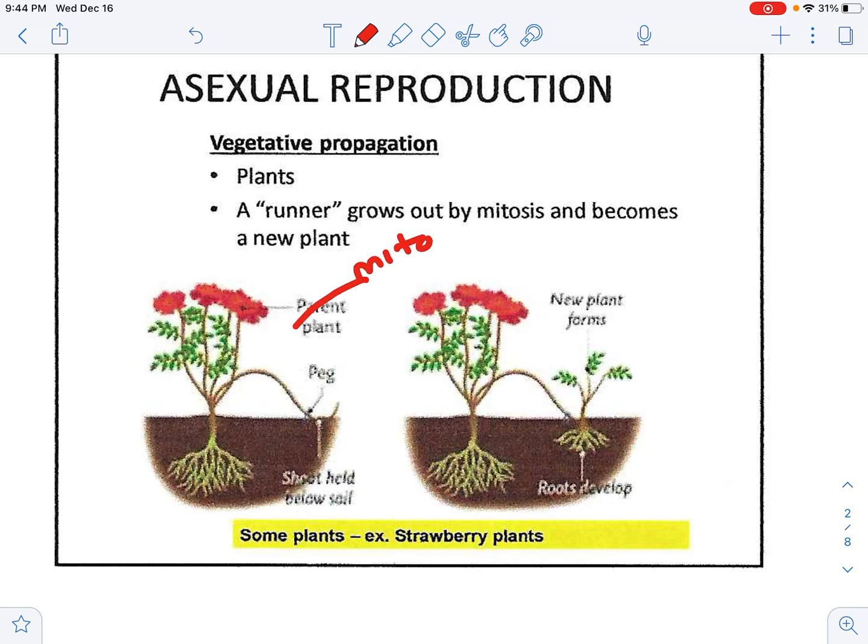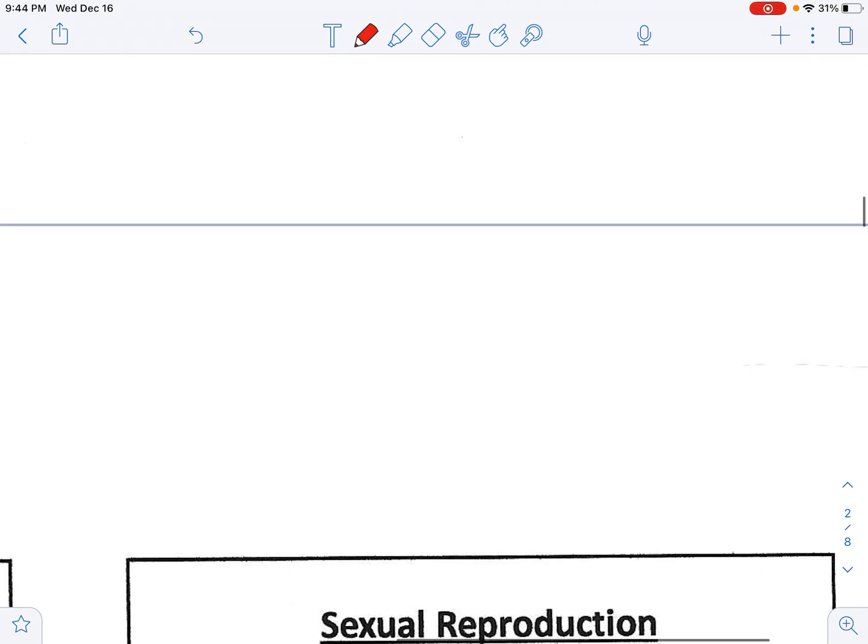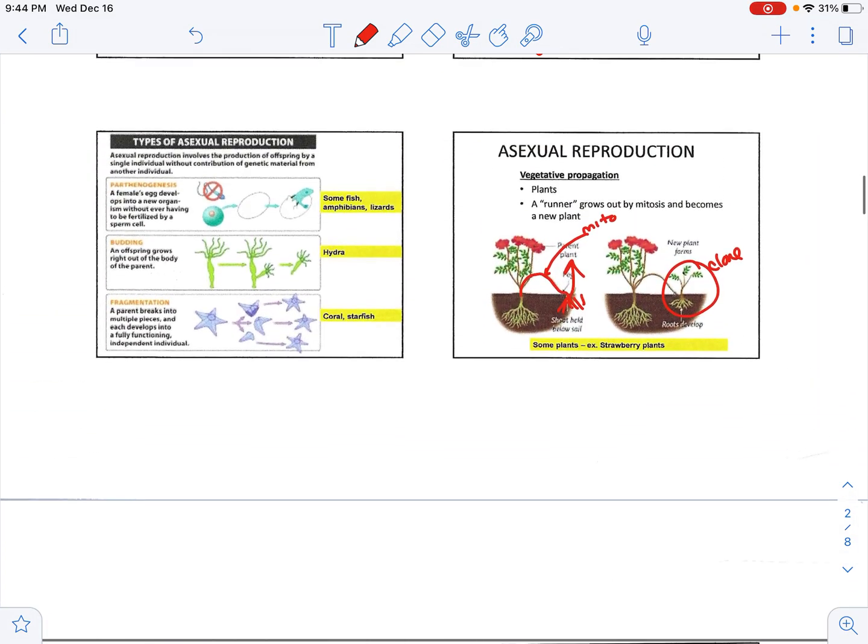A lot of plants reproduce asexually by vegetative propagation. Again, you just have mitosis here. There's a little stem that's a runner that grows off, and then it grows new roots and eventually you have a new plant. It's a clone. Okay. So strawberry plants are known to do that.